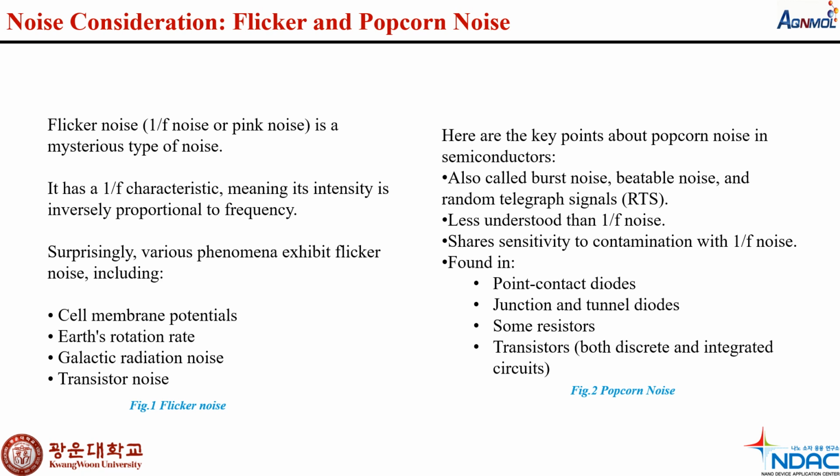On the other hand, here are some key points about popcorn noise in the semiconductor field. It is also called burst noise or bistable noise or random telegraph signals, shortly RTS. It is less understood than 1/f noise, and it is sensitive to contamination. It is found in point contact diodes, junction and tunnel diodes, and some resistors, direct or in integrated circuits.